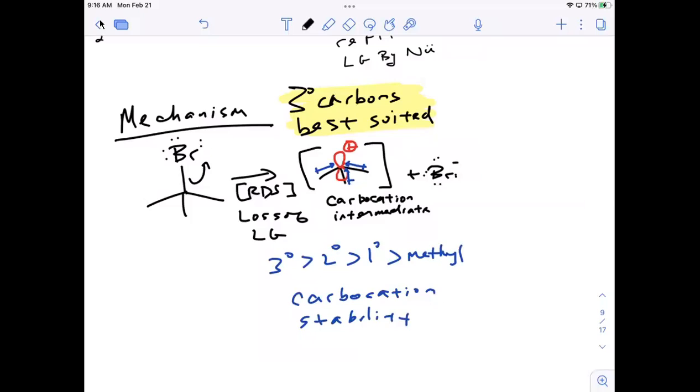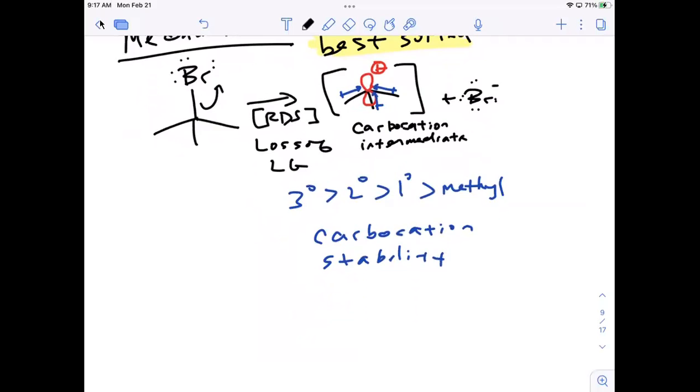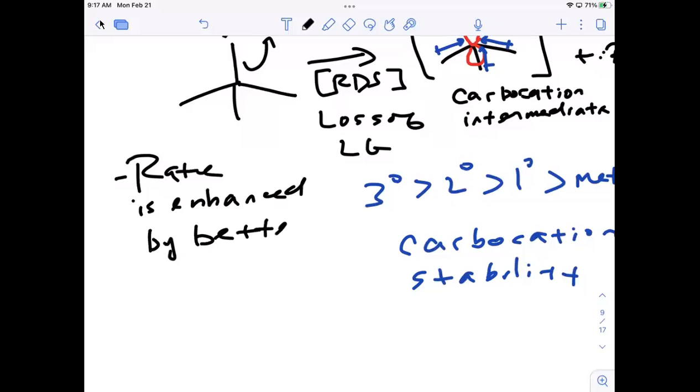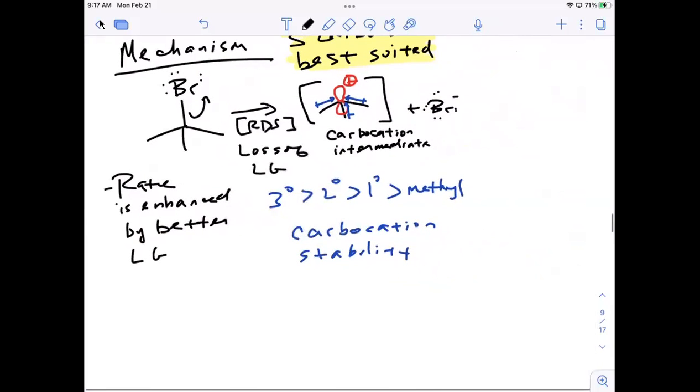All right, what could I do to the leaving group? Not this one, but just in general, as if I had to pick a leaving group, if I picked a bad leaving group, would that increase the rate or slow it down? Slow it down. So we know that the rate is enhanced by better leaving groups. Better the leaving group, the faster the rate. What else?